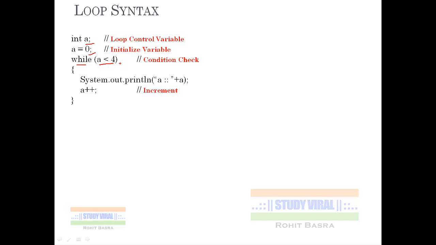If that value is true, then we can enter our loop body, which exists within these brackets. After that System.out.print will display our output, and here is the fourth step, a++, which increments the loop control variable.